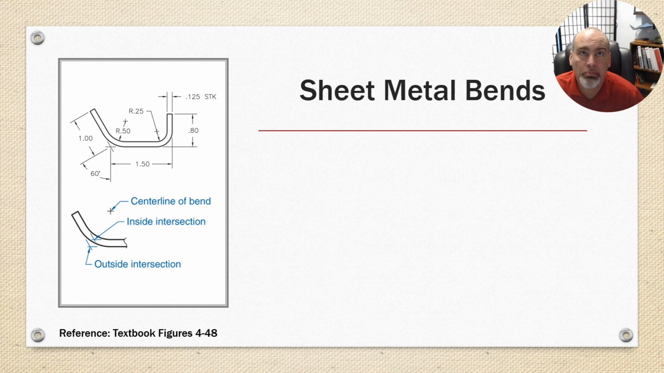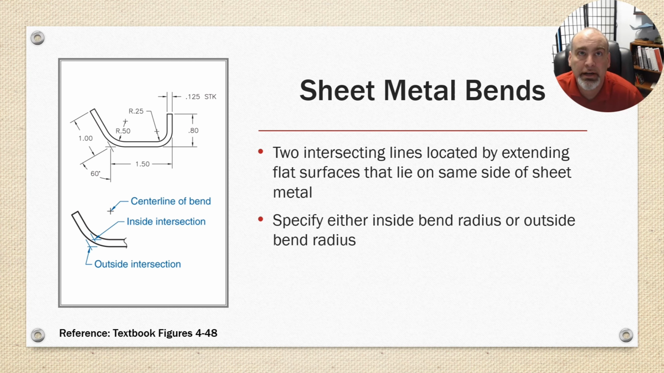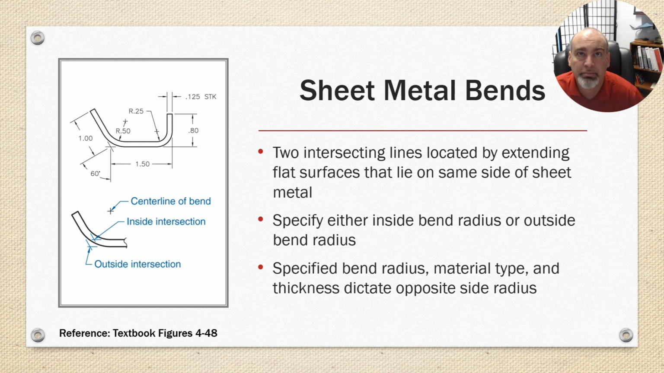Okay, sheet metal bends. Two intersecting lines located by extending flat surfaces that lie on the same side of the sheet metal. Specify either inside bend radius or outside bend radius. You have to specify the bend radius, the material type, the thickness, and dictate the opposite side of the radius if that's what you intend.